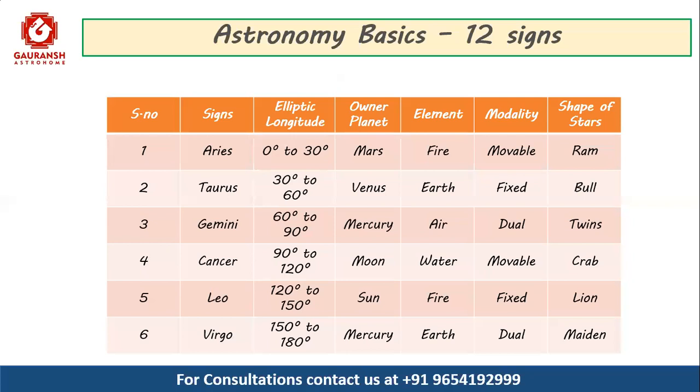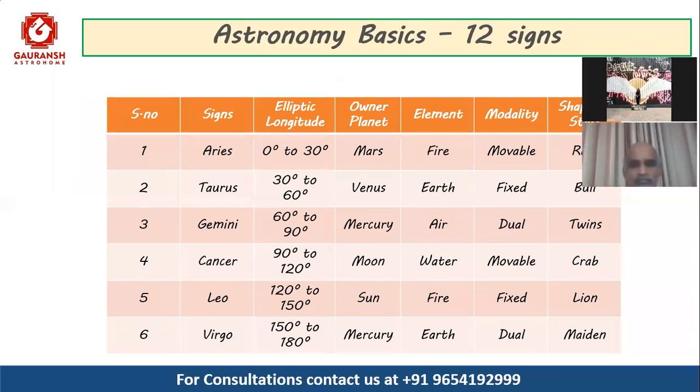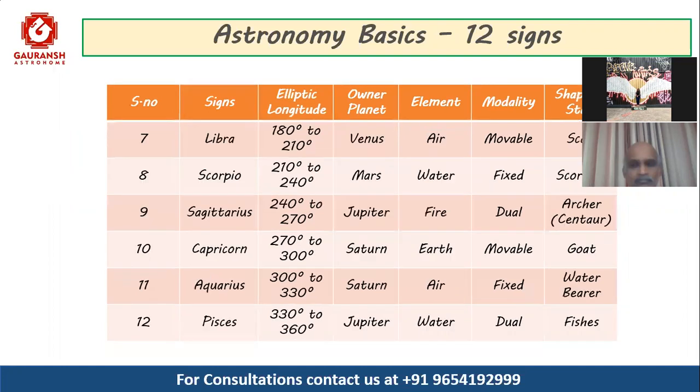So let's come to Leo. Leo is from 120 degrees to 150 degrees. Owner is Sun. These owners are important. Modality is fixed. Virgo is 150 degrees to 180 degrees. Owner is Mercury. Modality is dual in nature. Seventh sign is Libra, from 180 degrees in the zodiac to 210 degrees. Owner is Venus. Modality is movable in nature.